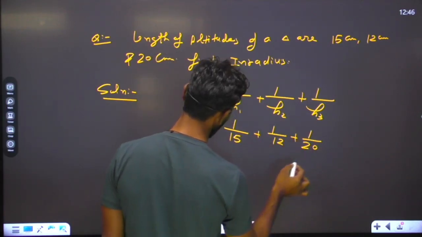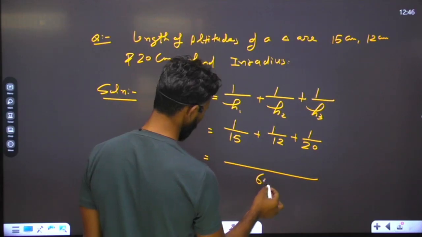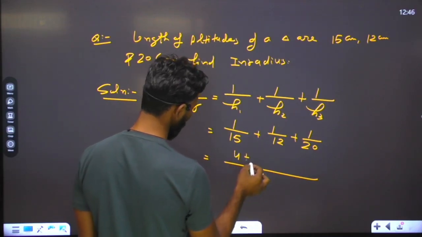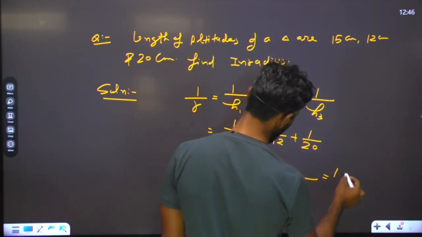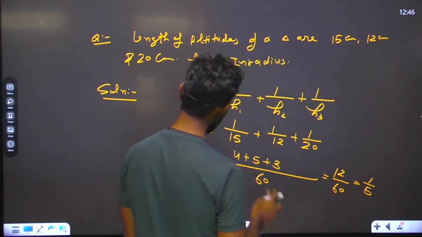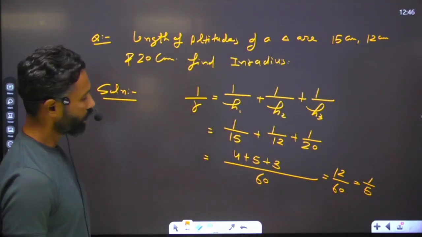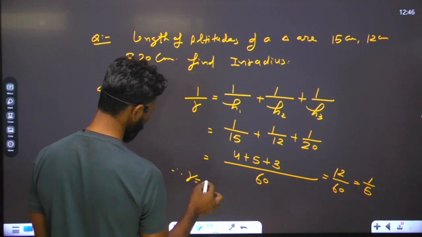This is the formula. 1 upon r equal to, now we will take the LCM over here. It is 60. So 4, 5, and 3, so it is 12 upon 60. 12 upon 60 will become 1 upon 5. So 1 upon r equal to 1 upon 5. So we can say r equal to 5 centimeter.